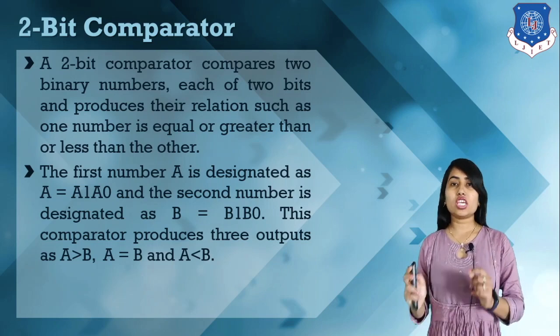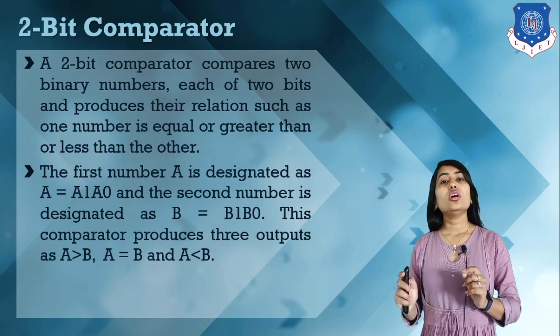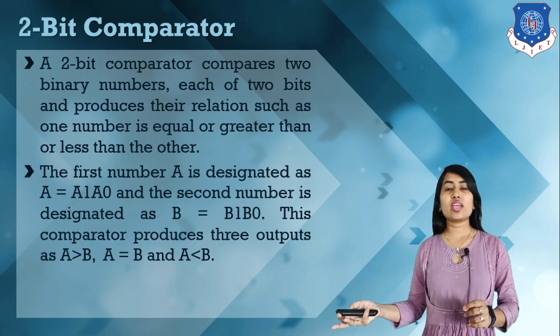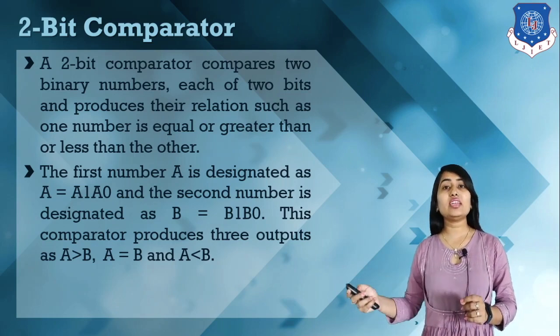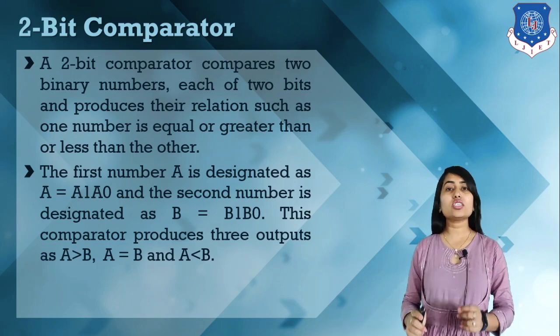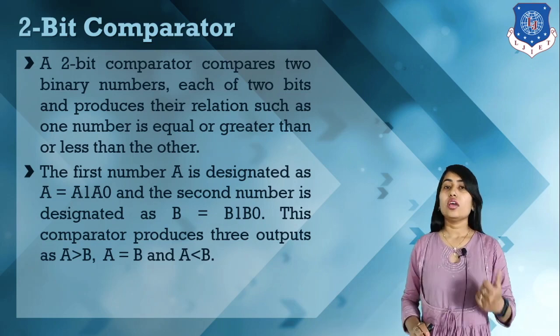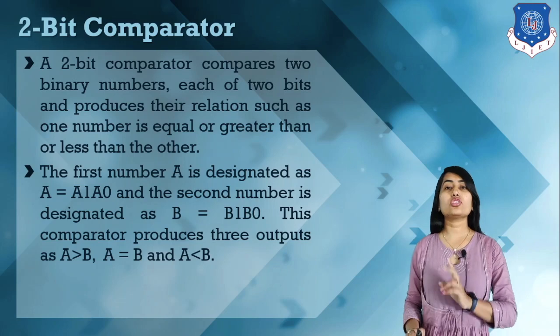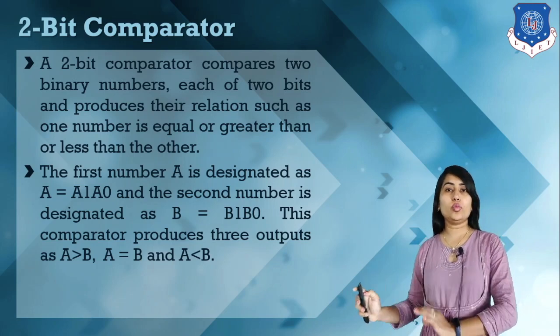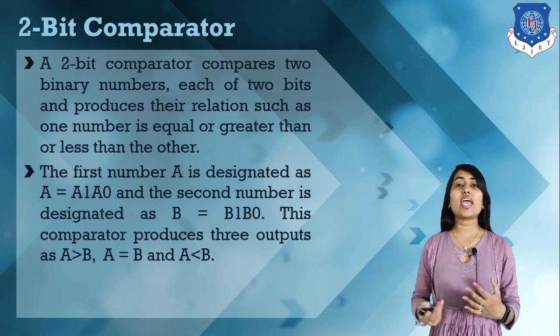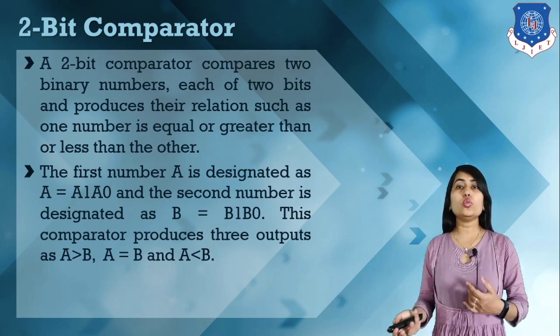So check A0 and B0. If A0 is less than B0, we can write A less than B. If A0 is greater than B0, we can write A greater than B. And if A0 is equal to B0, that means A1 equals B1 and A0 equals B0, so it deduces that A equals B. Okay, so this is how we can compare 2-bit numbers.